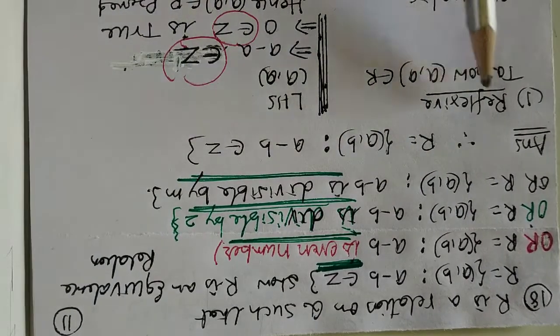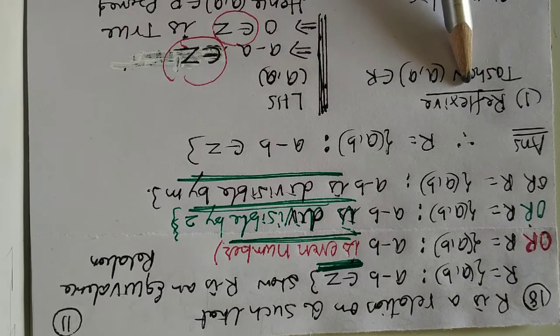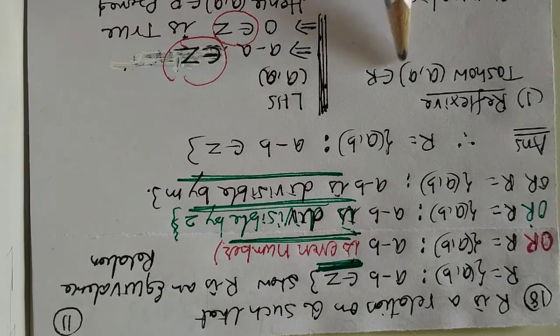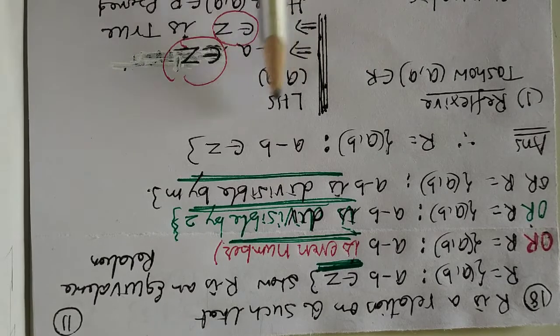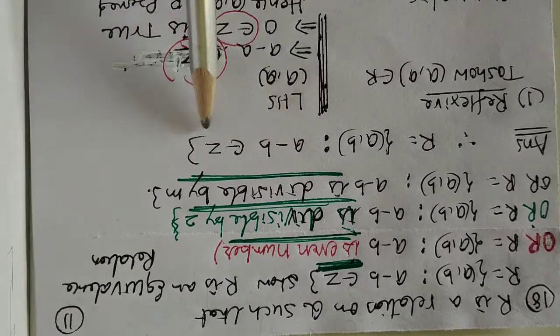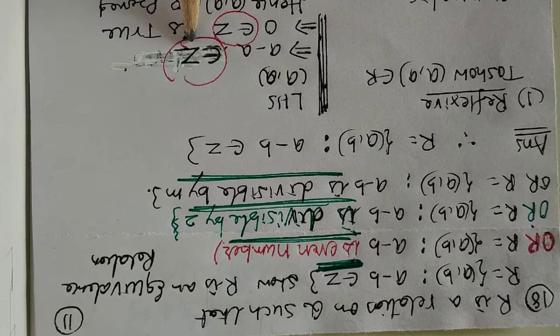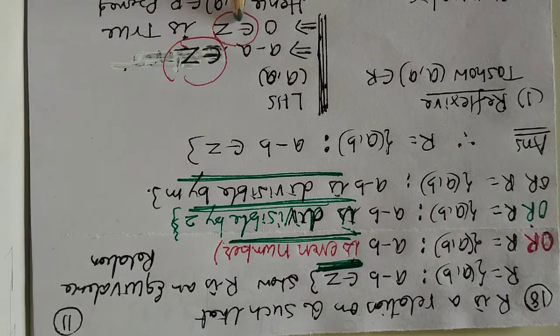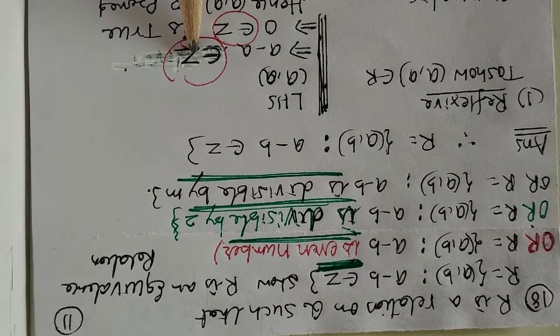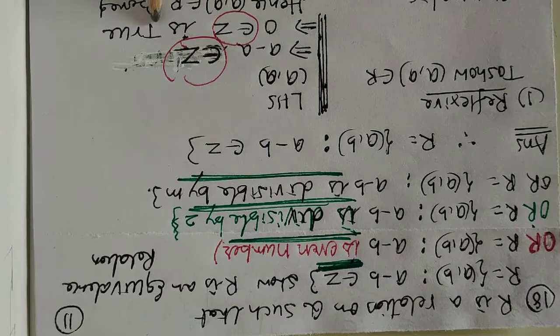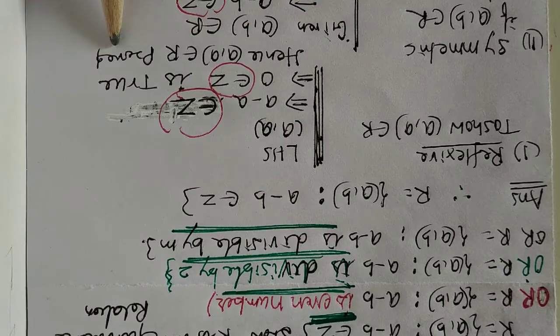Now first, reflexive relation. In reflexive we have to show that (a, a) belongs to R, meaning all the doublets are members of R. Starting from the LHS (a, a), the meaning of this is a minus a belongs to Z, 0 belongs to Z, Z is integers, so this is a true statement and hence (a, a) belongs to R is proved.